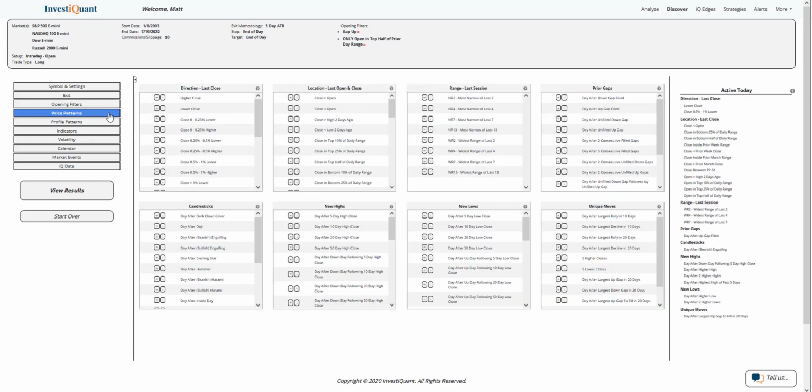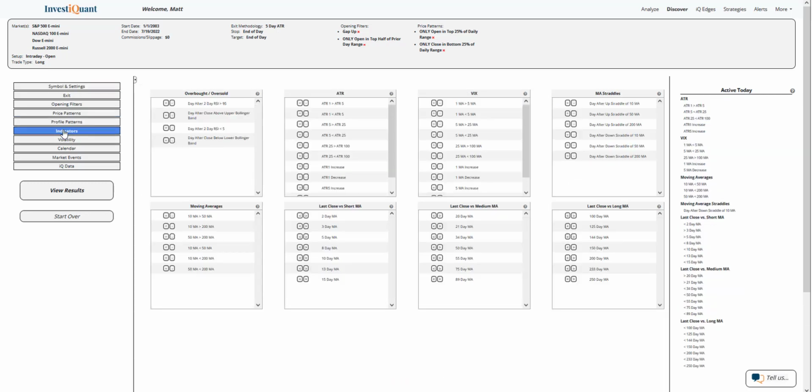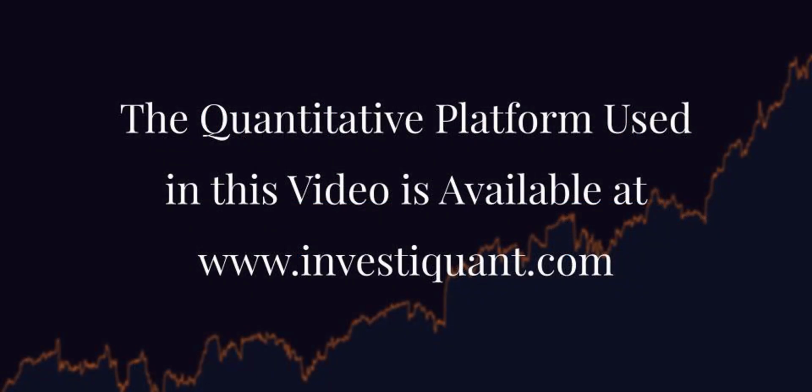All right, next thing I'm going to do is describe yesterday's price action. I'm going to use two pieces of information from our active today section, which tells you what is true for today. The first one I'm going to use is that the open was in the top 25% of the daily range. It's right there. And then I'm going to say we closed in the bottom 25% of the daily range. So if I come up a little bit, close in bottom 25% of the daily range, that has been added. And then lastly, I'm going to put us in a similar market environment. Yesterday closed below a 10-day simple moving average and below a 200-day simple moving average. Grab both of those from active today, and now I can click view results.